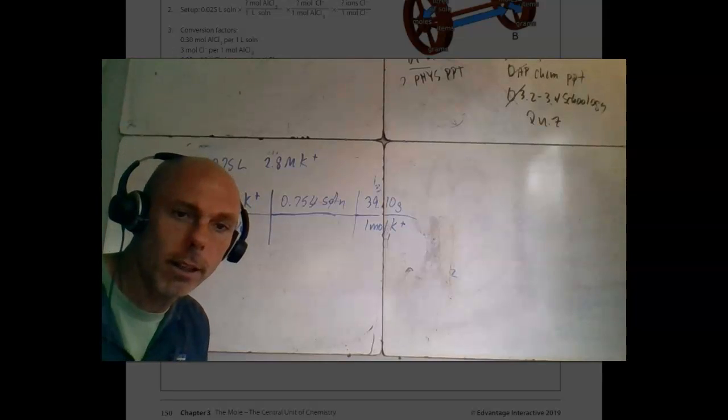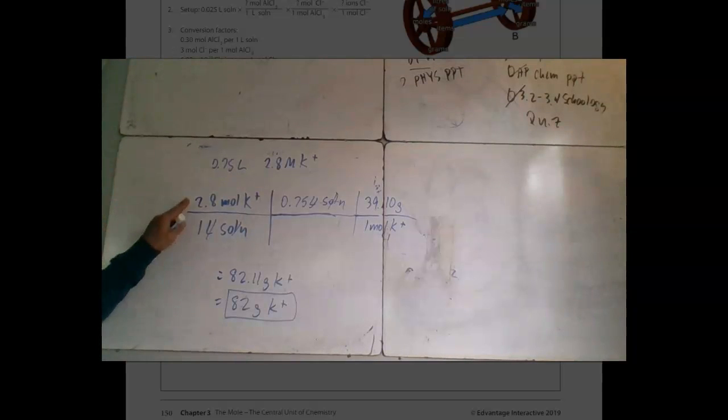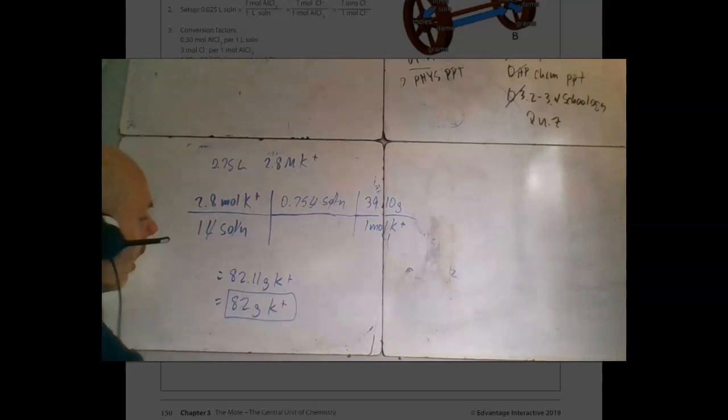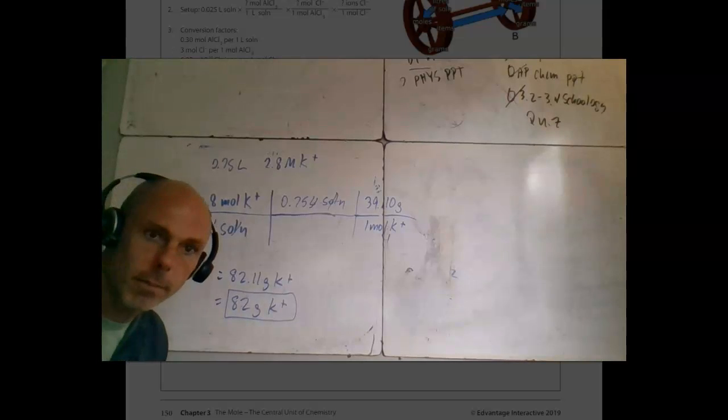I'll go to my calculator, see what I get. Maybe try this on your own and see if you get the same answer as me. So when I did 2.8 times 0.75 times 39.1, I got 82.11 grams of potassium ions, rounded to 2 sig figs. Final answer, 82 grams of potassium.